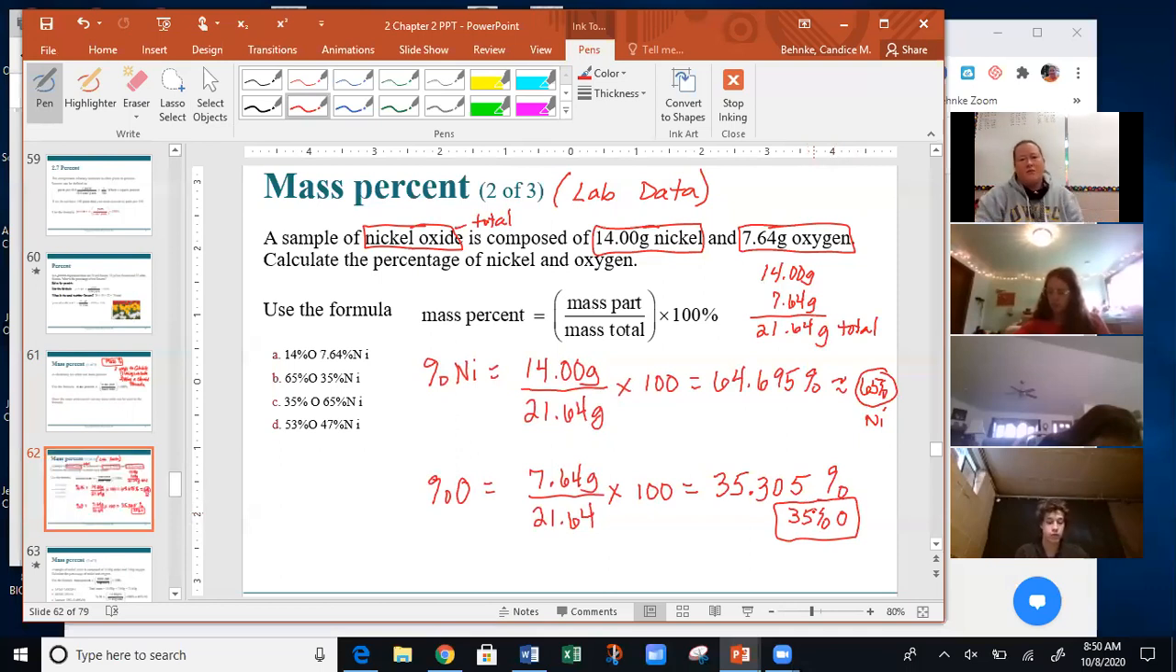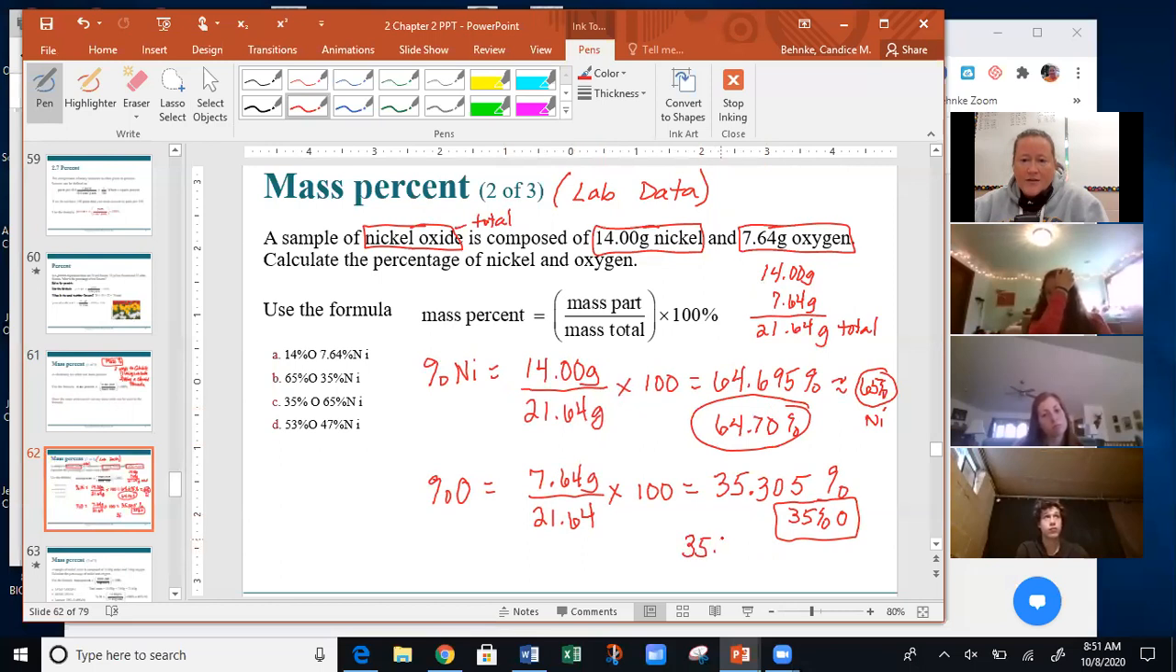By practice with percent composition problems, I like to typically round this out to 2 places past the decimal point. For some reason, mass composition percent problems don't fall within the rules of sig figs. If they did, we would round this to 64.70%, and because this 7.64 has 3 sig figs, we would round this to 35.3%. And it ends up being the same. They both add up to 100.